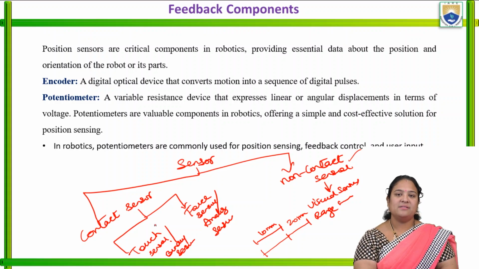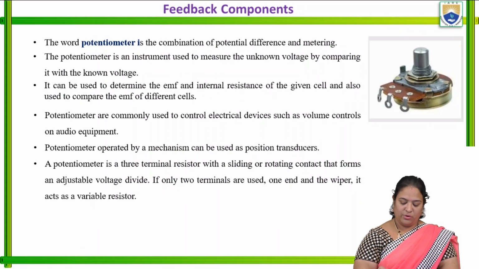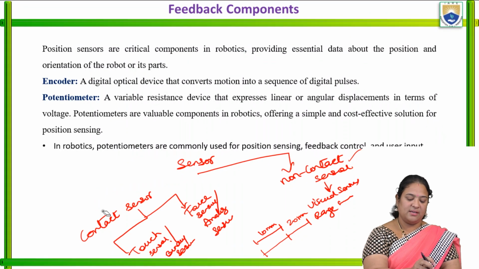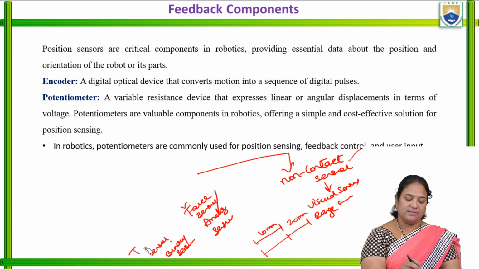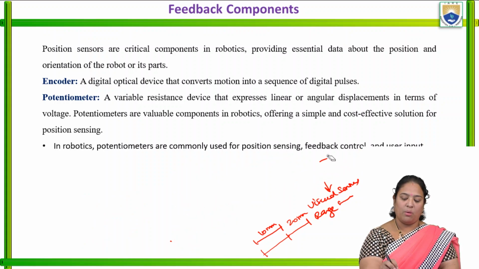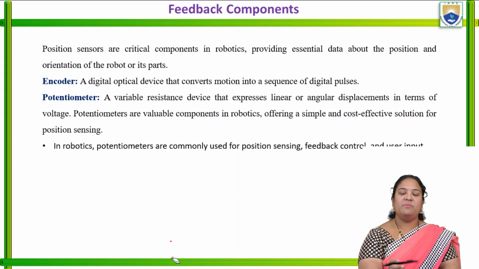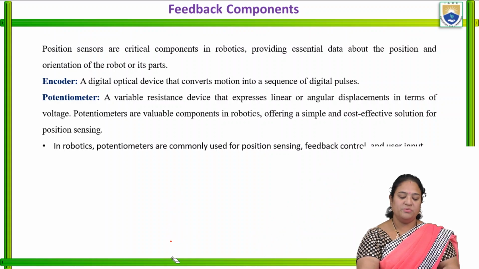Whereas in the contact sensor, we come across two types. One is the touch sensor and one is the force sensor. What do we mean by touch sensor? What happens here in the touch sensor is that when the object is touching any particular component, it will sense and give us the feedback.